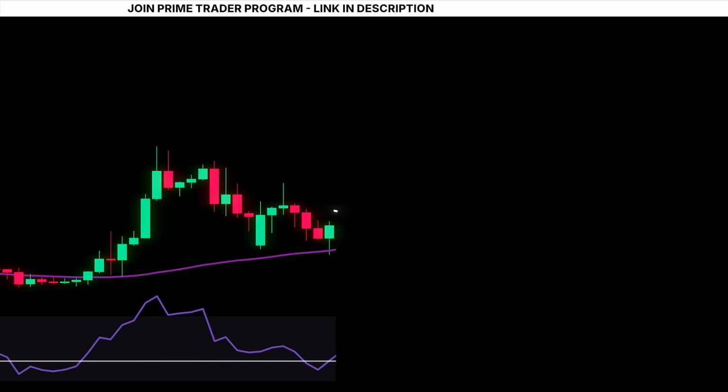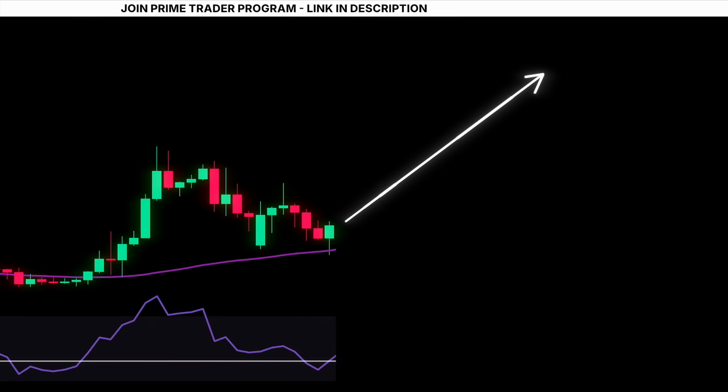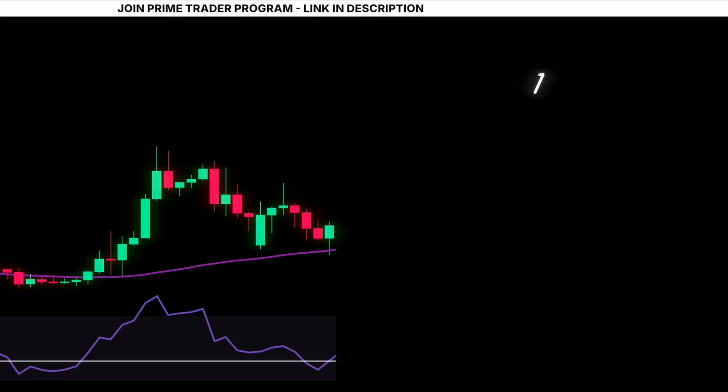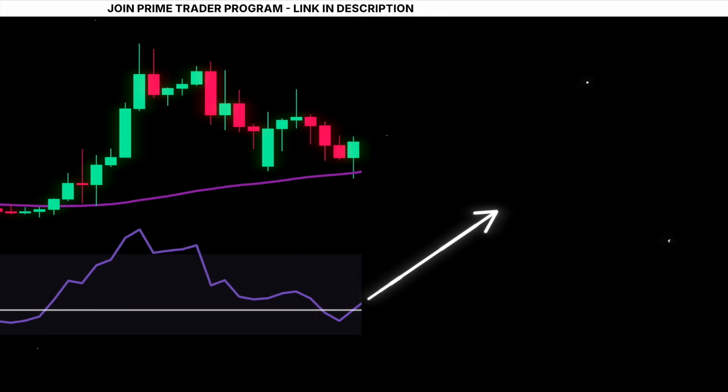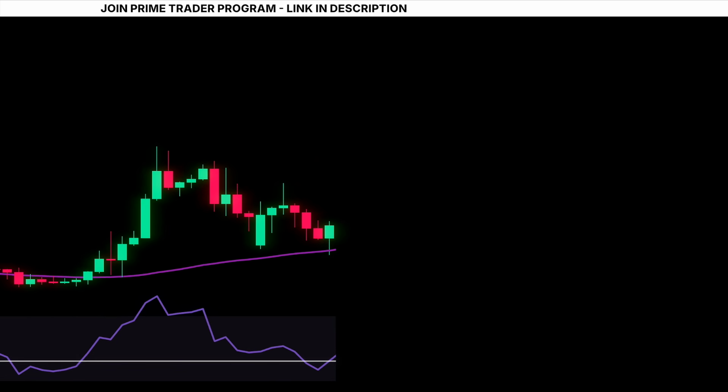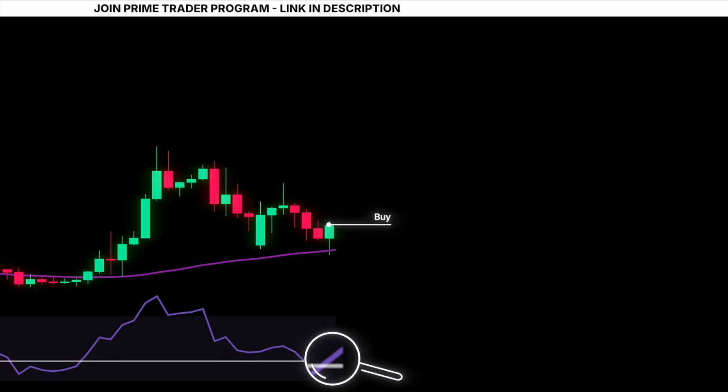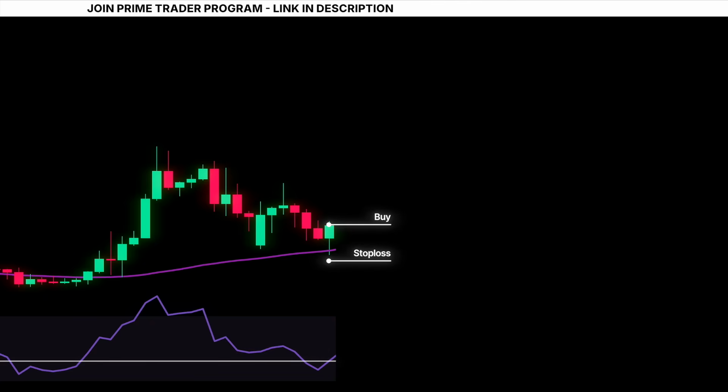The price then pulls back to the moving average and touches it. We expect the price to bounce upwards from the moving average. We also see the RSI pull back to the 50 level. Again, the price often bounces from the 50 RSI level. This is a confluence. So we enter a buy trade when the RSI moves back above the 50 level. We keep our stop loss below the moving average and target a 2:1 risk-reward ratio.